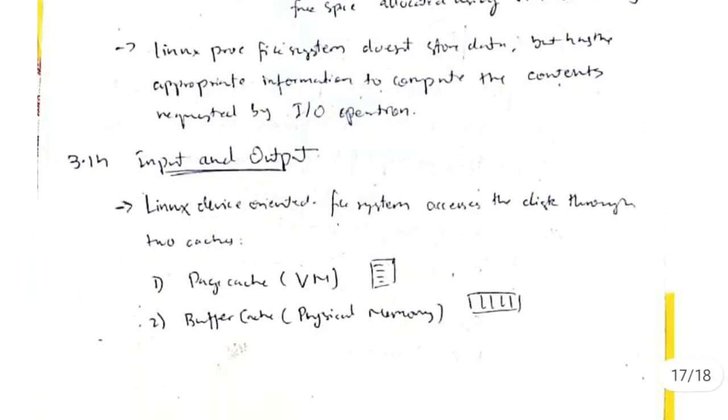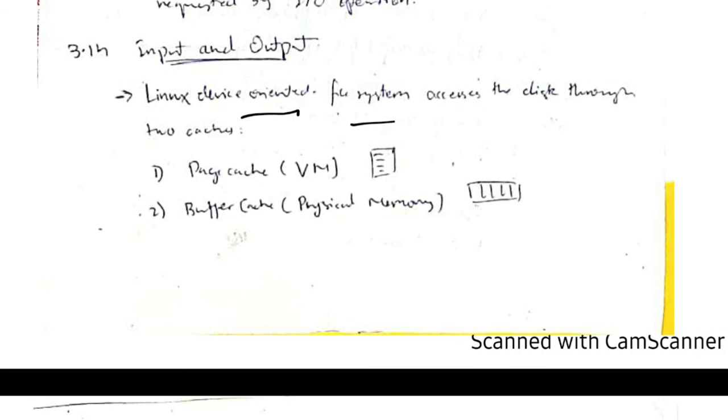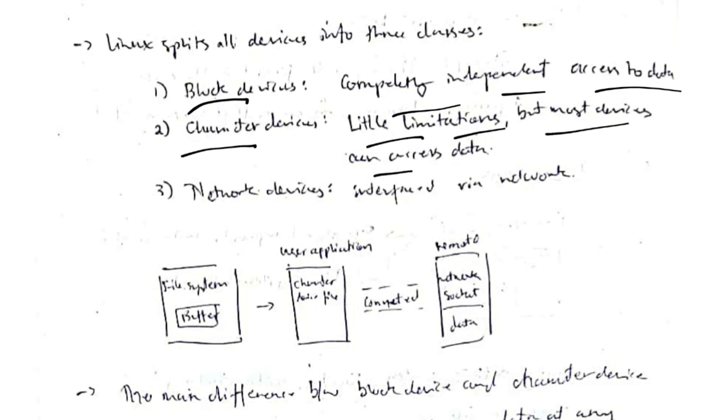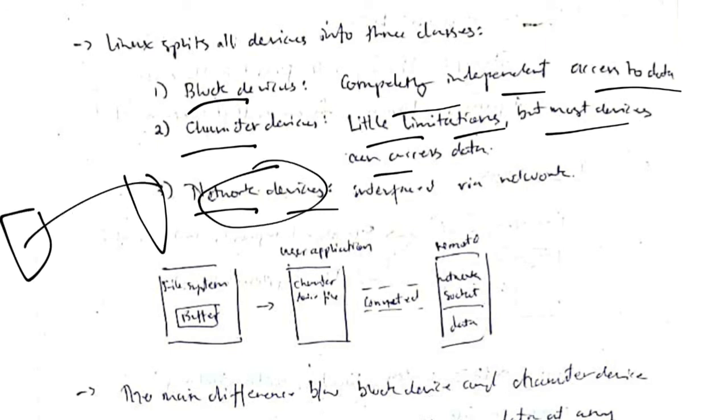The next one is input output. See here, Linux device oriented file system access the disk to two caches. So since there are two types of memory, virtual memory and physical memory, for each of these there are different type of cache. For the virtual memory there is page cache, and for the physical memory there is buffer cache. And there are three classes of the devices: block devices, which are completely independent to access the data, and second is character devices, which has little limitations, but the thing is same, that they can access the data. And networking devices means which devices are located remotely. The Linux uses the network devices to access the data between them.